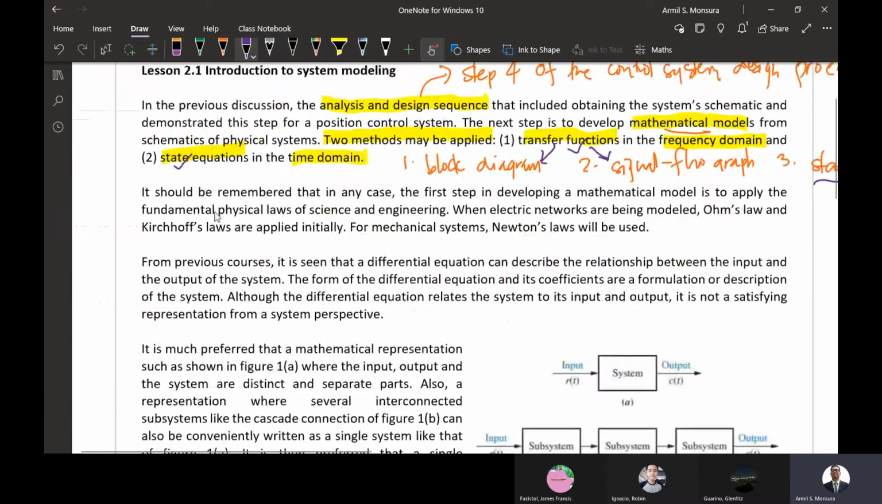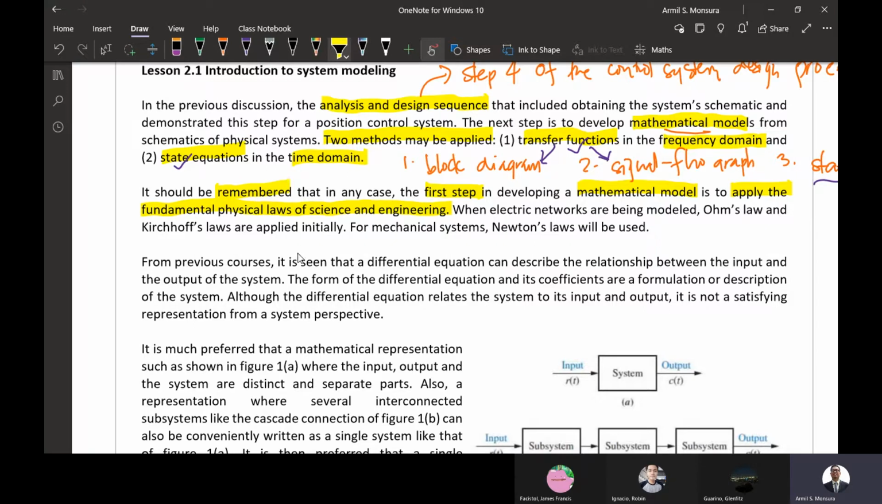Okay. Now, it should be remembered, this is a very important reminder, that in any case, the first step in developing a mathematical model is to apply the fundamental physical laws of science and engineering. Okay? So if you're modeling from scratch, ibig sabihin galing talaga kayo sa schematic nyo, papunta kayo sa model.